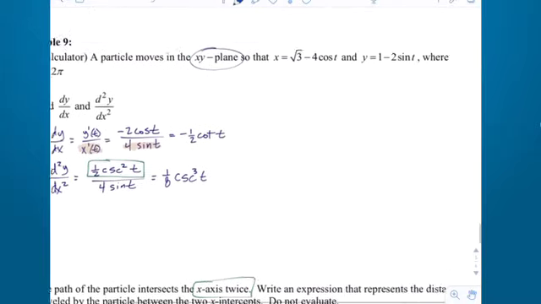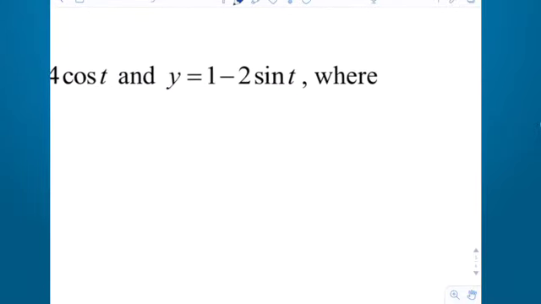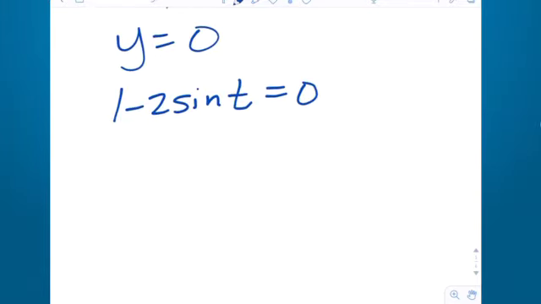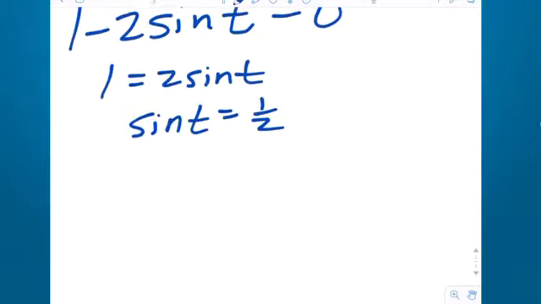Well, we have the equation for y right up here. It's 1 minus 2 sine of t. Excellent. Now, without a calculator, you're going to be expected to solve that using the unit circle. Great. So 1 equals 2 sine of t, which means sine of t equals 1/2. And now it's unit circle time.